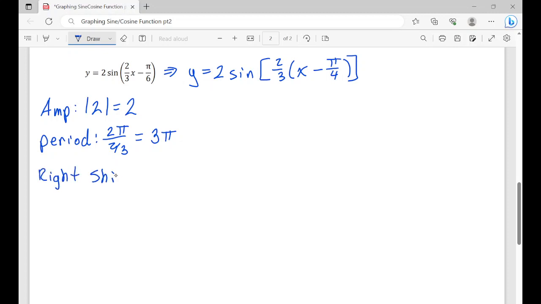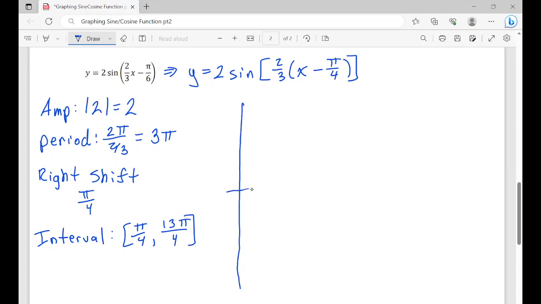So right shift, pi over 4. So my interval is going to start at pi over 4, and it's going to go 3 pi. So just take 3 pi and add it to pi over 4, and we're going to end up getting 13 pi over 4. So draw that out, starting at pi over 4 here.